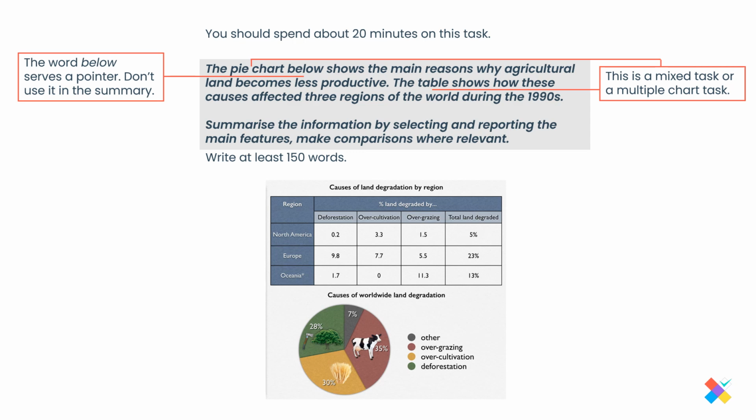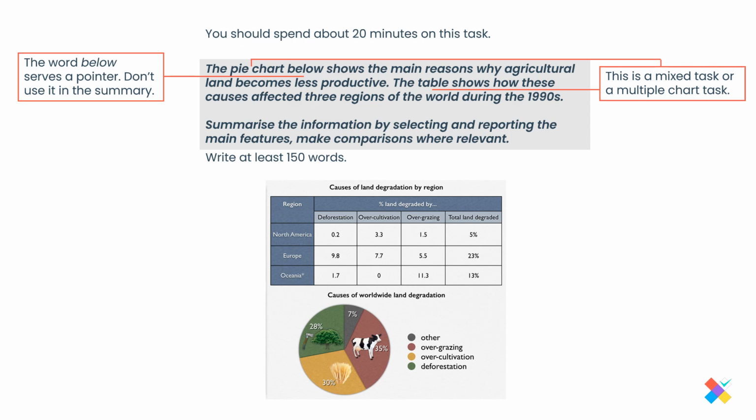Since this is a mixed task or a multiple chart task, the summary is going to be a little bit wordy and lengthy, but don't overdo it. Don't write 250 words. That's how many words you have to write if you have to write an essay. You can go somewhere about 170, let's say maximum 180, but remember you shouldn't repeat yourself, and the information you write should be relevant to the task, otherwise you're going to get penalized.